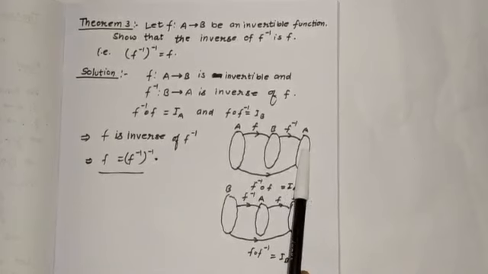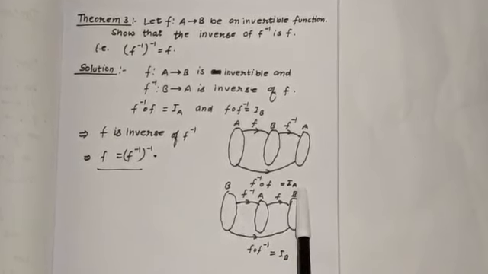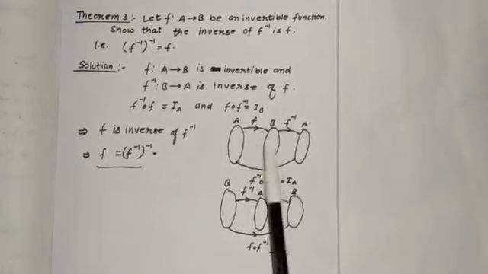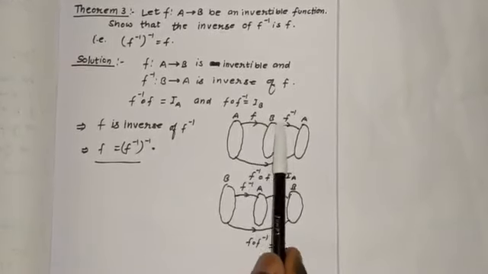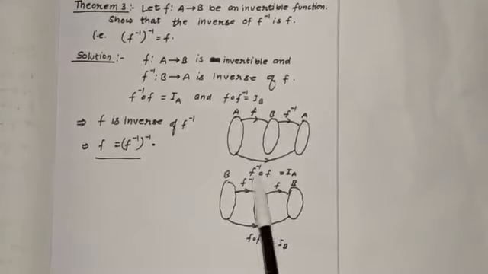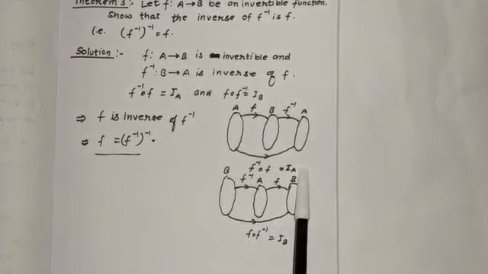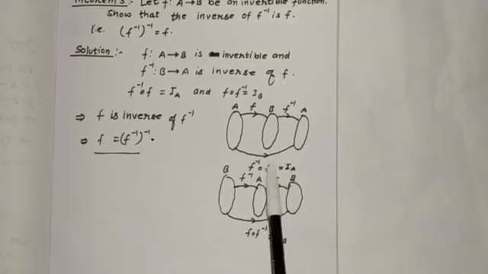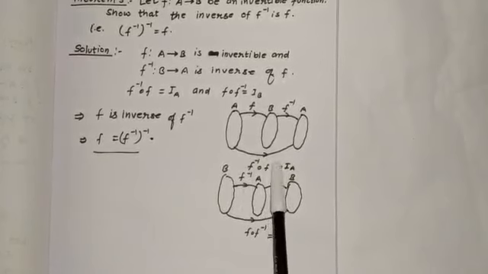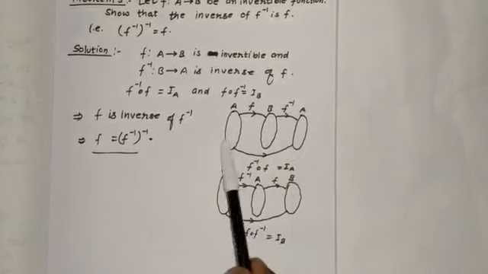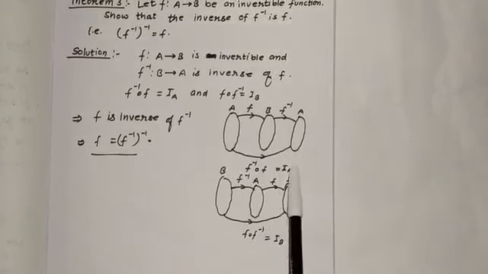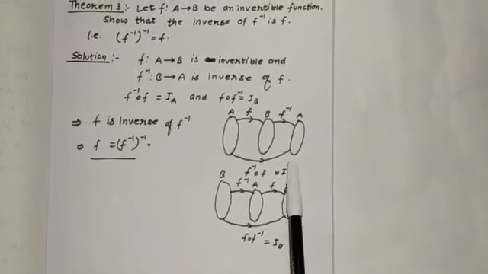A to A means you will get the identity function I_A. After composing the two functions f and f inverse, this will be f inverse of f, then you will get the identity function I_A, because this composition function is defined on the same set. This will be the identity function.